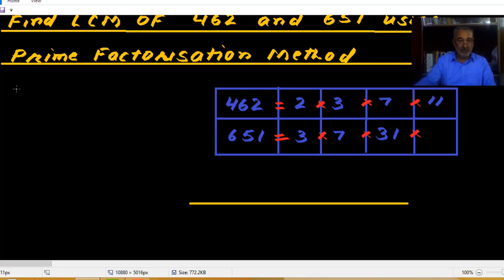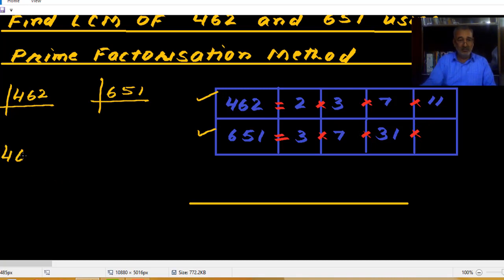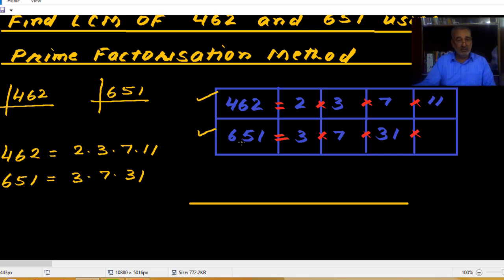First of all, in your solution, you have to show prime factorization of 462. You can do it in rough work as well. Or 651 can be expressed as prime factors and make a table. No need to write it in table. You can simply write 462 is equal to 2 multiplied by 3 multiplied by 7 multiplied by 11. It is just enough. 651 is 3 multiplied by 7 multiplied by 31. I have represented this in box in order to make things clear to you.